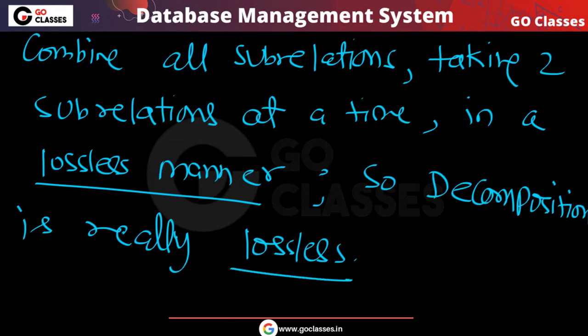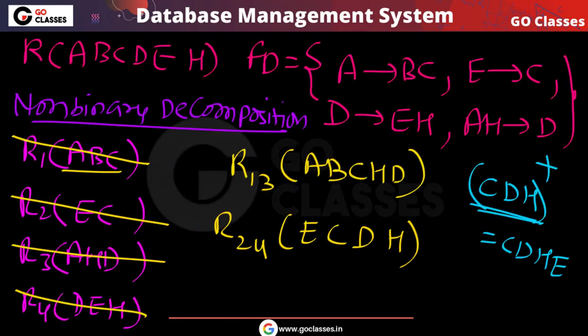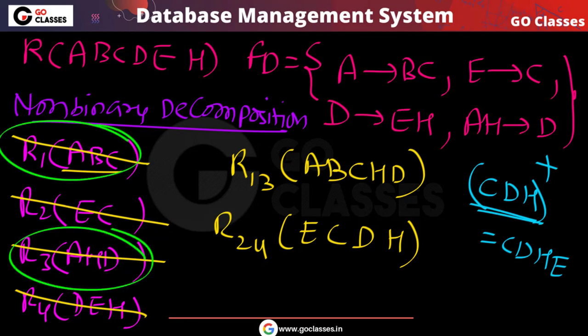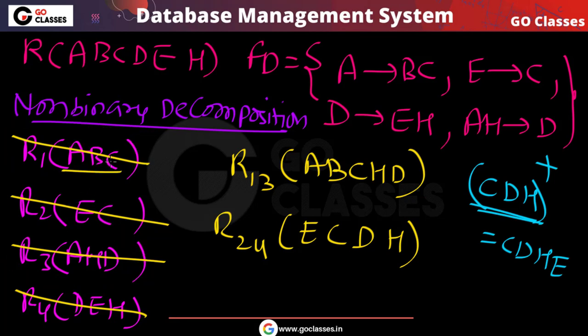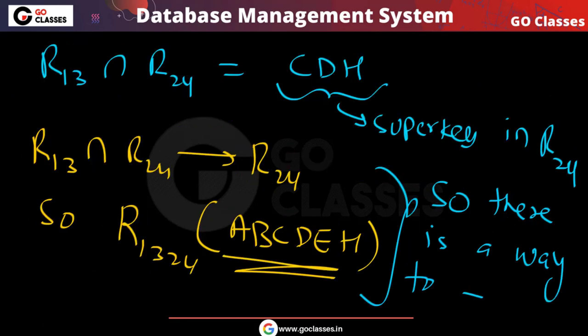So this is the final point, that this decomposition is lossless. But remember, this method will take a lot of time. First of all, how do you know that you have to combine this and this? We first combined R1 and R3, but you would first try R1 R2, then R1 R3, then combine R2 R4, then these two. This successive joining method will take a lot of time, and also this is only one way. So that is the problem with this method.